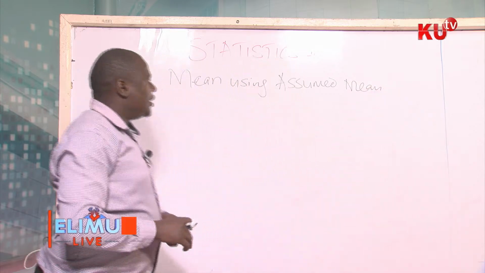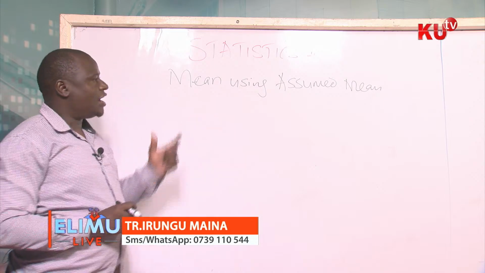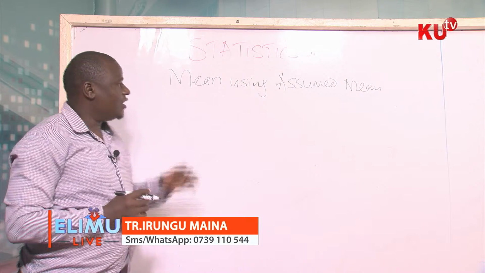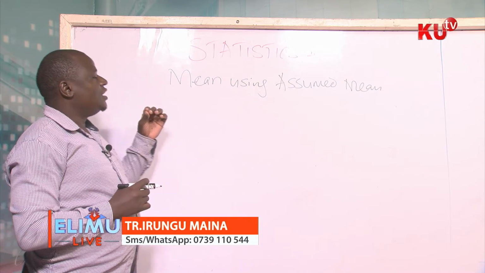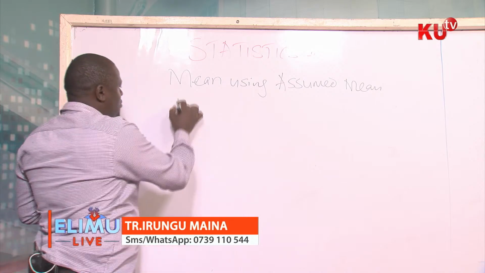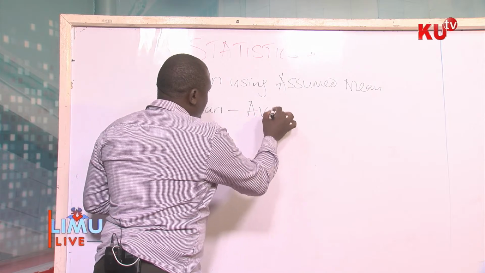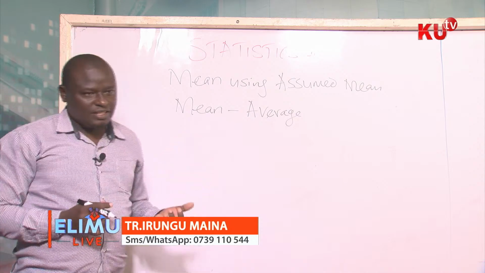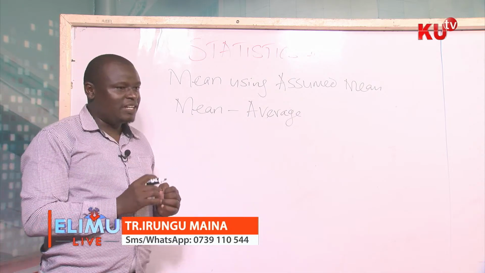All right. If we are looking for mean using assumed mean, there are other methods of looking for mean, and that's where I want us to start. I want to tell you students that this word mean is commonly called average. Average implies that out of the total sum you have, you divide by the number of entries, and you end up having a mean.